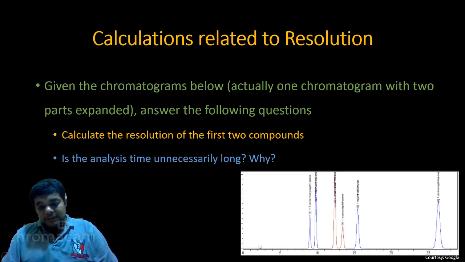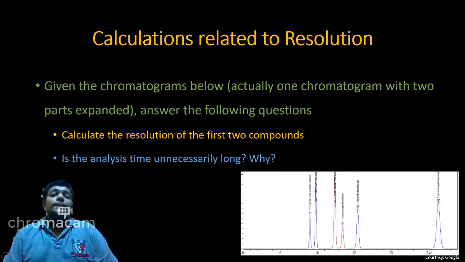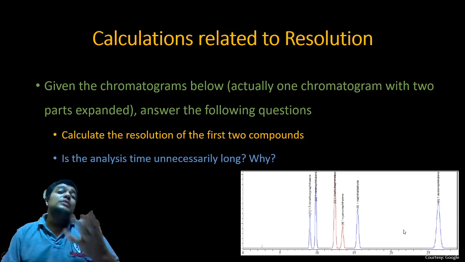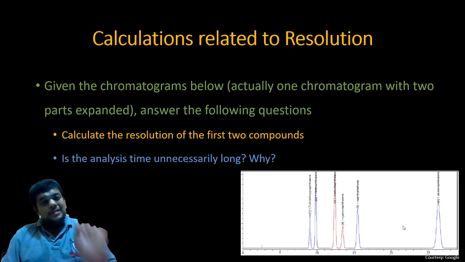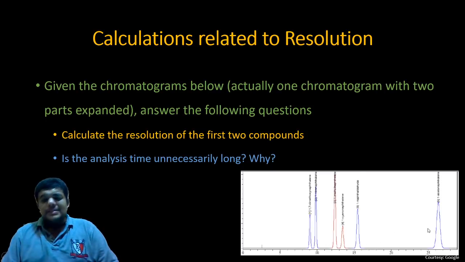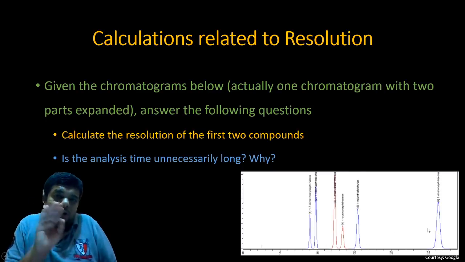Why? Because it started from here. Somewhere over here it is 10 minutes, it is 15 minutes over here and it is 25 minutes over here. I told you, sometimes there is a very big difference between 2 peaks and it is useless. So yes, the analysis is unnecessarily long after the 5th compound comes out. The time between the fifth and sixth is too long and it is not good.